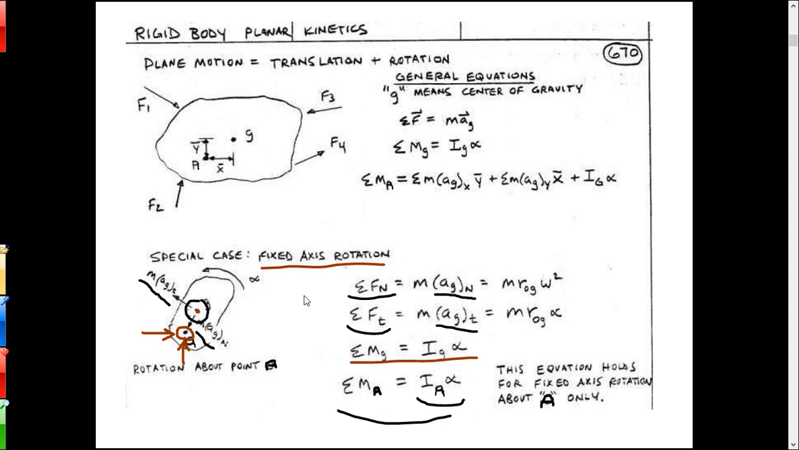So this is kind of its own special analysis method as you're working with fixed axis rotation. You can look at the dynamic reactions using sum of forces in the normal and tangential directions. And you can also look at alpha by using the sum of M_A equals I_A alpha equation. So why don't we look at a couple examples of this.